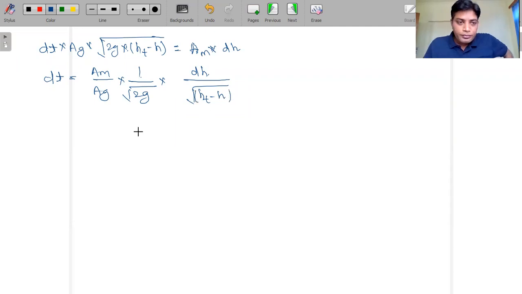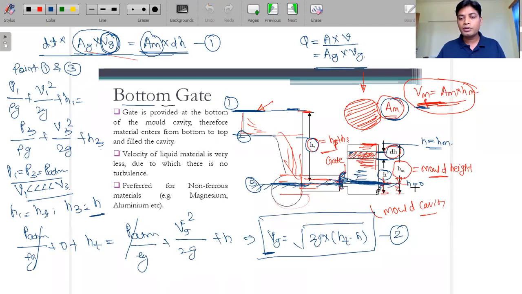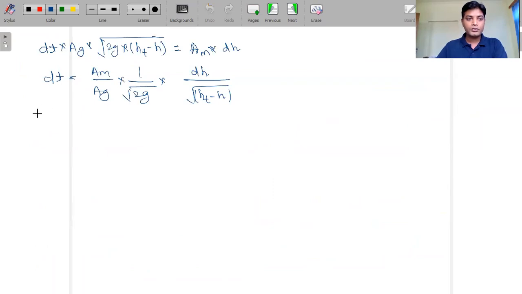So now here, guys, we are filling this mold cavity. When there is 0 time, the height is 0. When this height is completely filled, at that time we are filling with the bottom gate, so just consider that Tb, with b as a subscript. So the total time will be Tb, from 0 to hm height. So just integrate it on both sides.